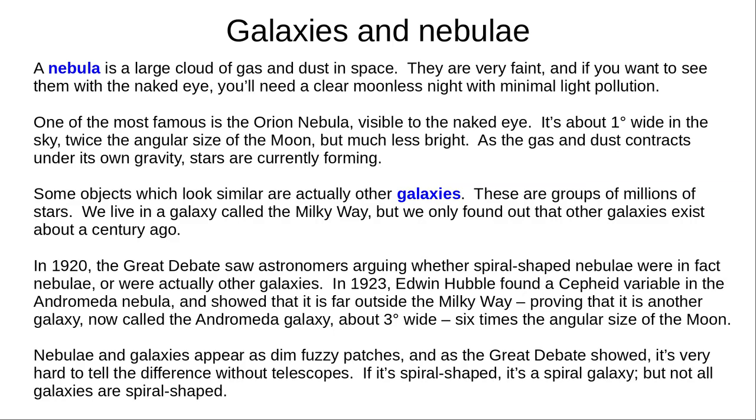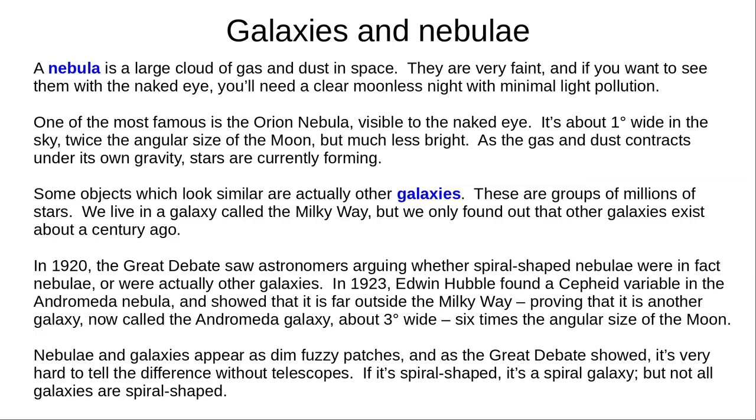The great debate was inconclusive, but in 1923, Edwin Hubble found a Cepheid variable in the Andromeda Nebula, and its analysis proved that it was far outside the Milky Way. The Andromeda Nebula became the Andromeda Galaxy. It's the nearest and largest visible galaxy, 3 degrees wide, 6 times the angular width of the Moon.